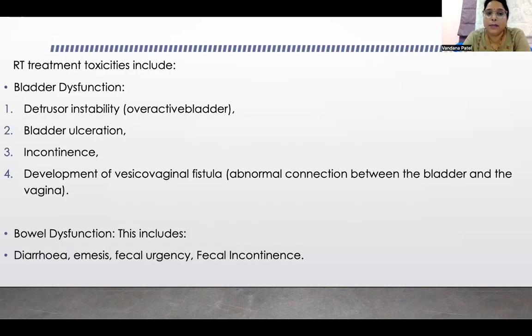Now, the RT treatment toxicities include: first is the bladder dysfunction, that includes detrusor instability, that is the overactive bladder, and this occurs because of post-radiation fibrosis. The bladder ulceration, incontinence, development of vesico-vaginal fistula. The second complication is the bowel dysfunction, that includes diarrhea, emesis, fecal urgency, fecal incontinence.